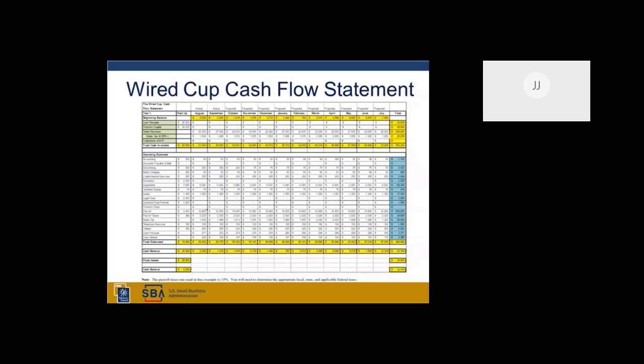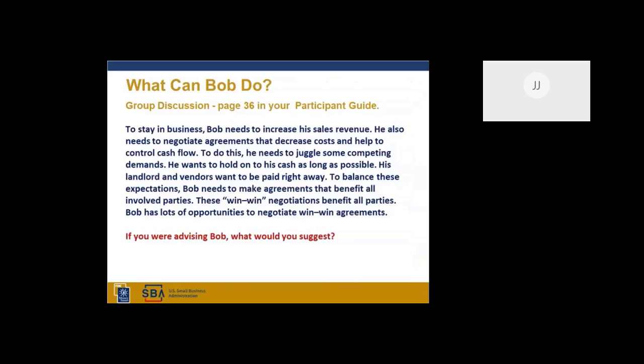All right, so we're looking forward. So that's kind of setting up the basis of it. What can Bob do? So then you see on this next slide here, and you can turn to page 36 in your participant guide. You will find this group discussion listed there as well. I did copy it onto the slide for you to read as well. Just gives you some additional information about our case study here.